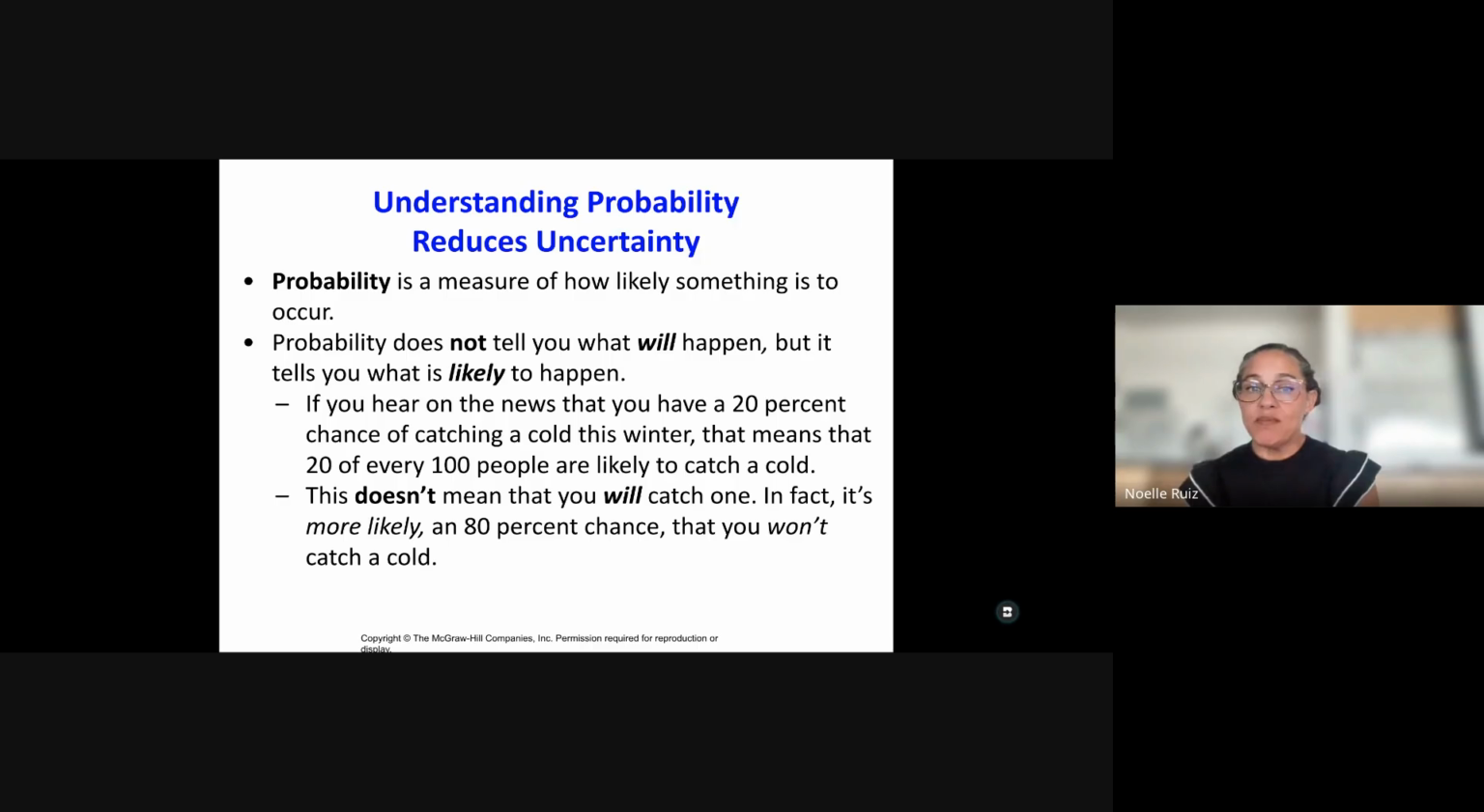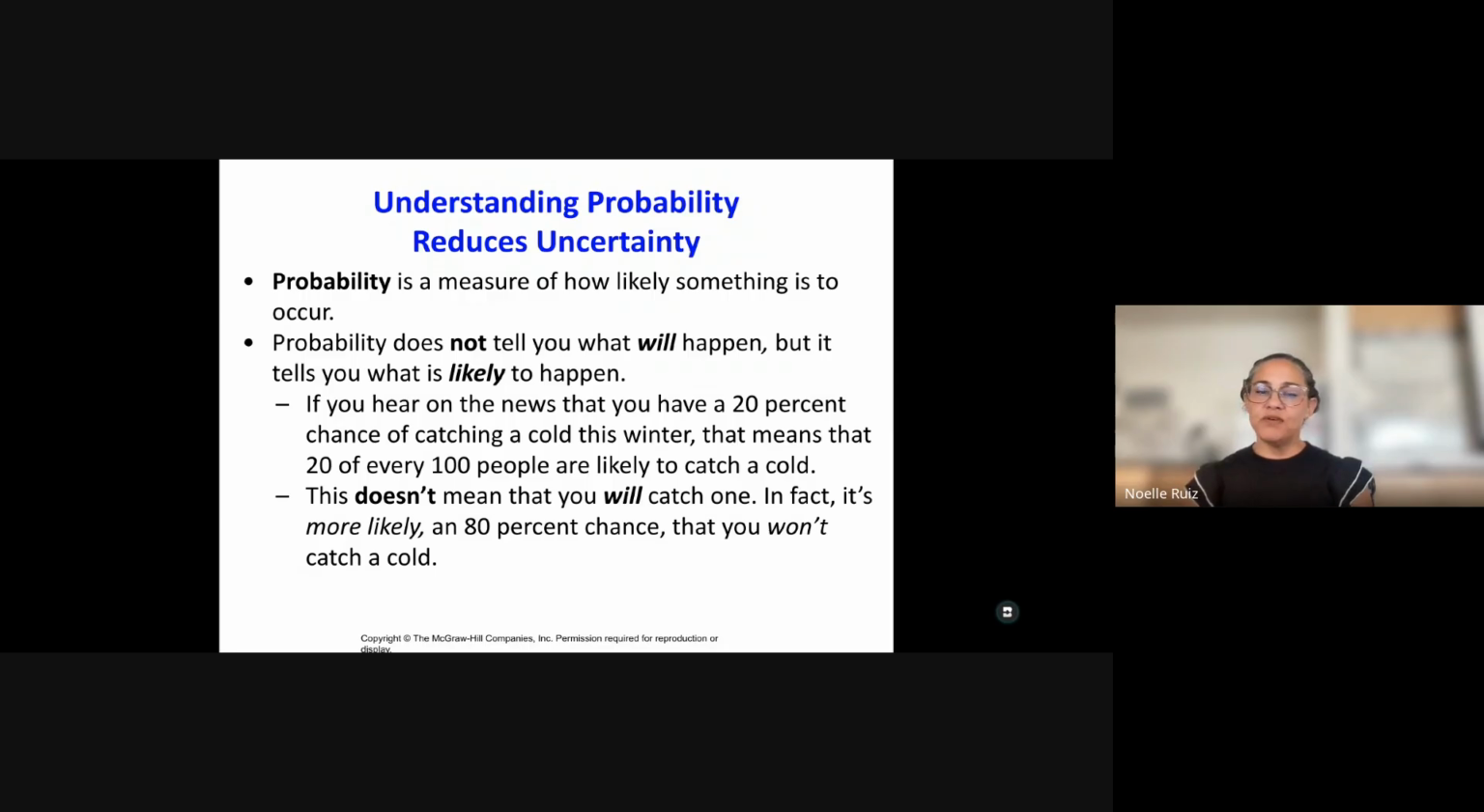So understanding probability reduces uncertainty. Probability is a measure of how likely something is to occur. And like I said, in science, we don't ever use 100%. We can be reasonably sure. We can still take something as a fact, but it will never be 100%. Probability does not tell you what will happen, but tells you what is likely to happen.